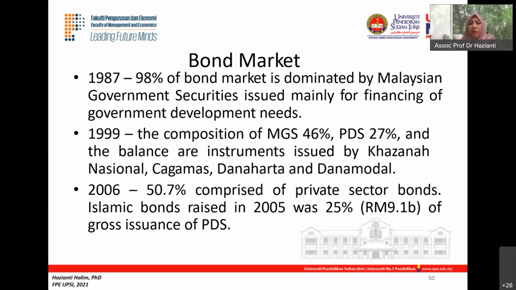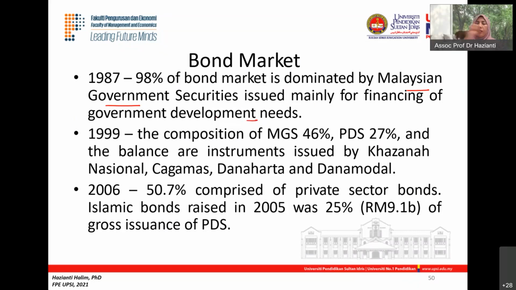This is some of the history of the bond market in Malaysia. Back in 1987, 98% of the bond market was dominated by the Malaysian government. The government normally issues these bonds mainly for financing of government development needs.